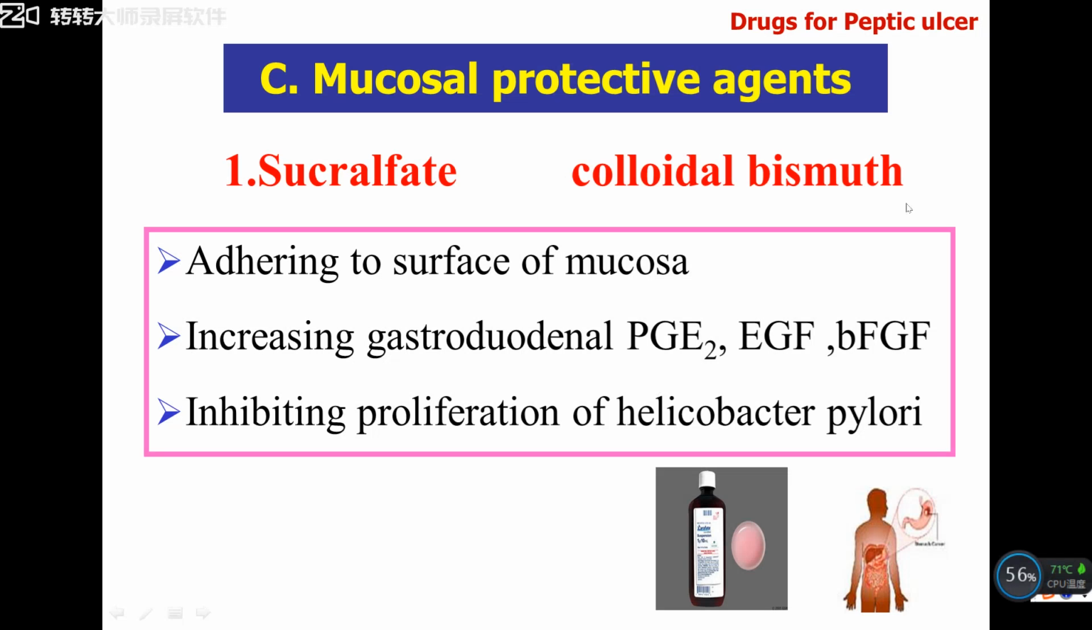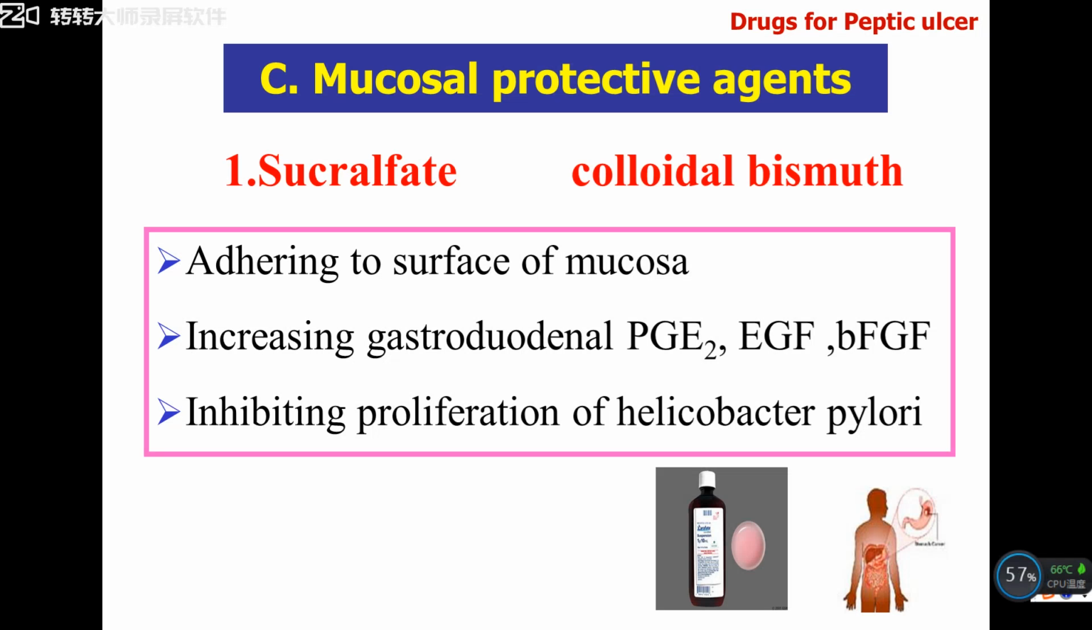Bismuth compounds, as I said just now, are the new drugs widely used these days because they not only protect the gastric mucosa, but also inhibit HP infection. Because more than 90% of gastric ulcer patients are infected with HP. Though we use histamine 2 receptor blockers or other drugs, the ulcer always recurs because they are infected with bacteria.